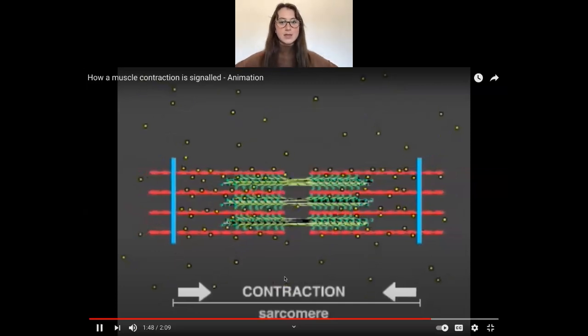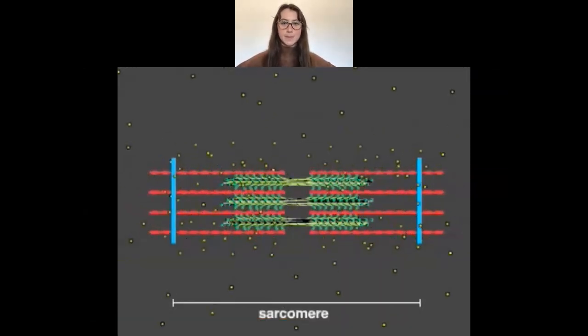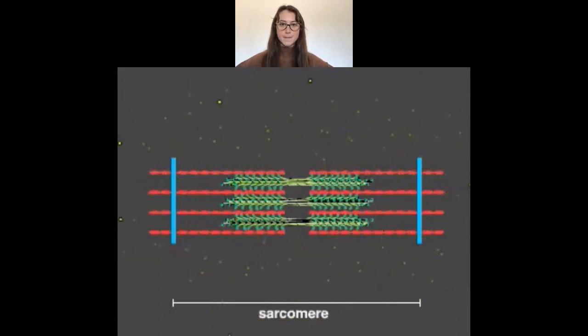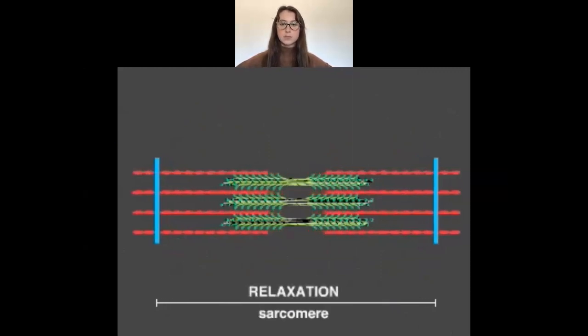Calcium is then quickly returned to the sarcoplasmic reticulum by the action of a calcium pump. Without calcium, myosin releases actin, and the filaments slide back to their original positions.